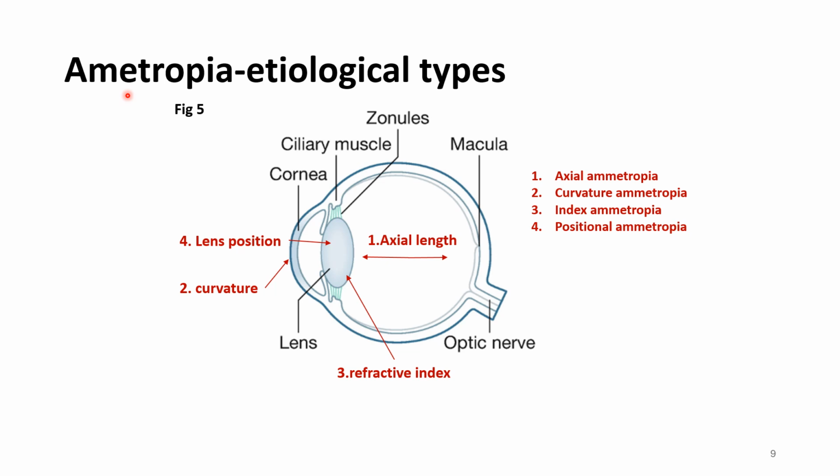Let us try to think why ametropia happens. Etiologically, ametropia may be there because of a change in the axial length, because of change in the curvature of the refracting surfaces, because of change in refractive index, or because of change in lens position. And depending upon the etiology, we have the terms axial ametropia, curvature ametropia, index ametropia, and positional ametropia.